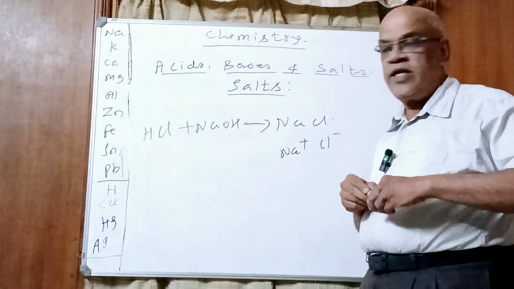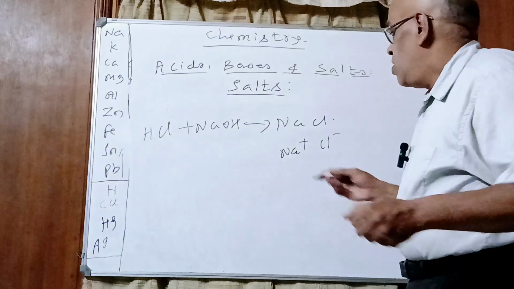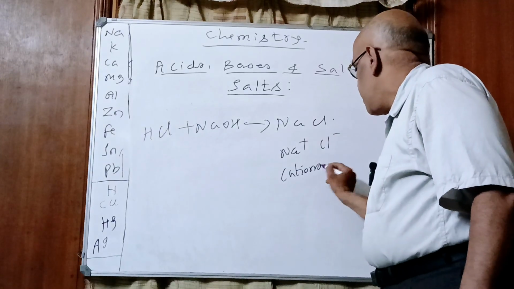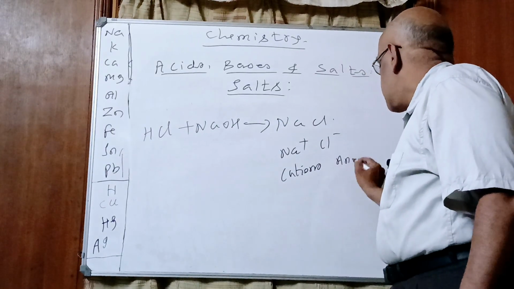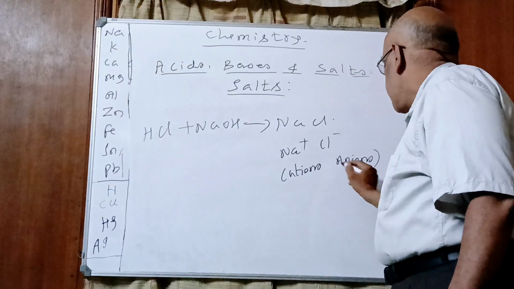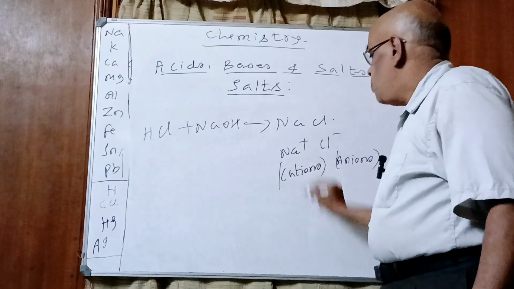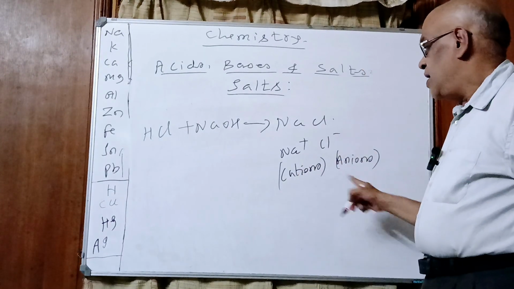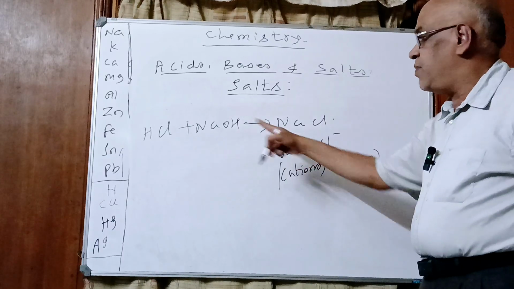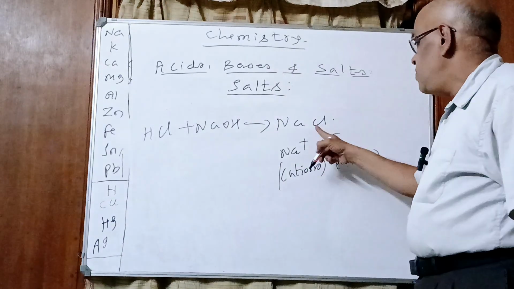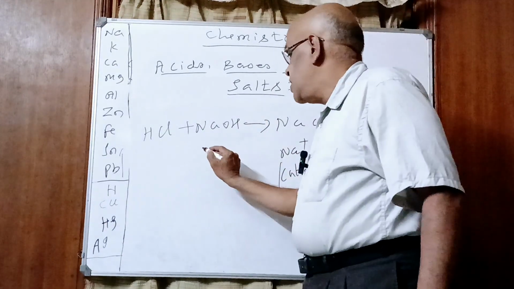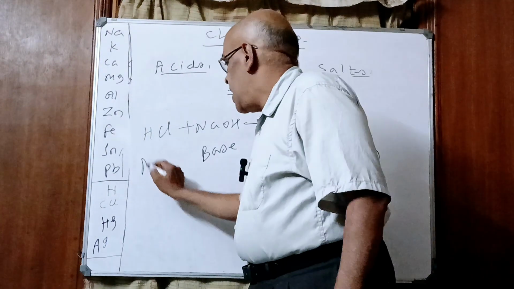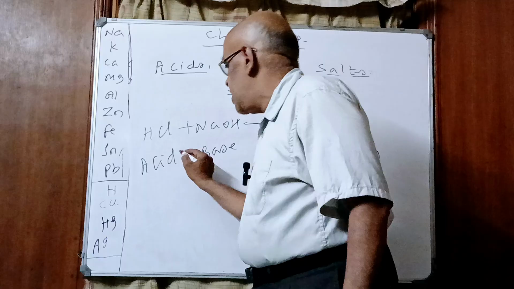Yes or no, children? So they have positive ions called cations. Then they have got negative ions called anions. They have got two parts. One is cation, one is anion. Cation, the positive ion, comes from the base. Anion comes from acid. What is NaOH, children? Base. What is HCl? Acid. Yes or no, children? Yes.